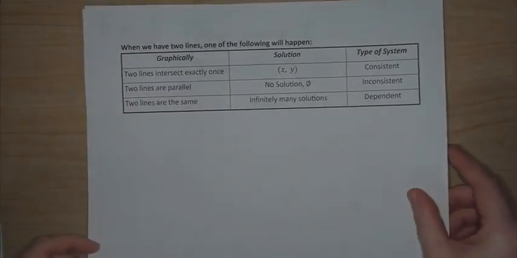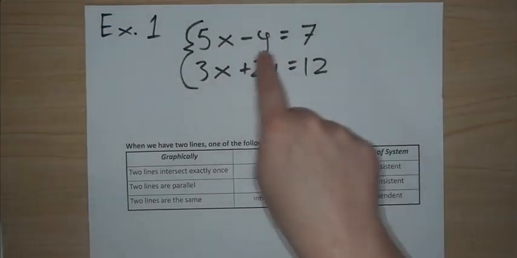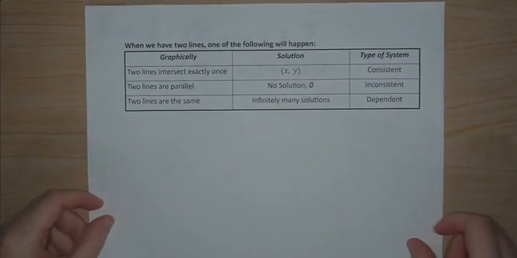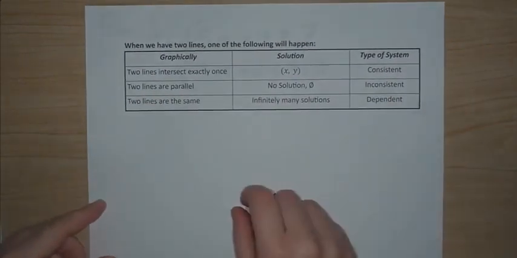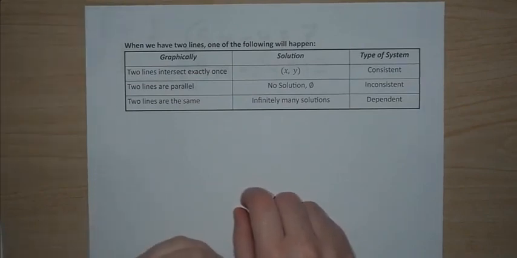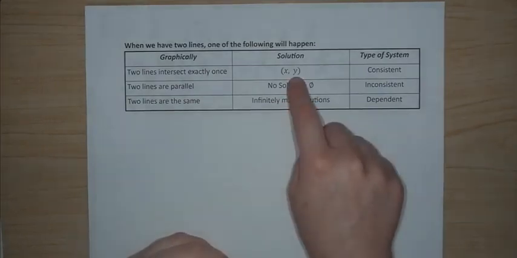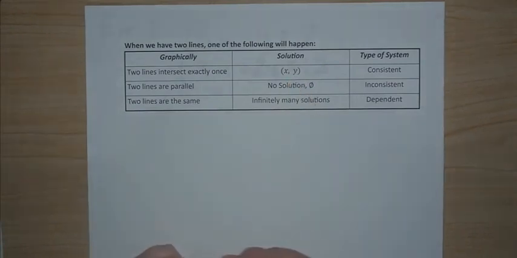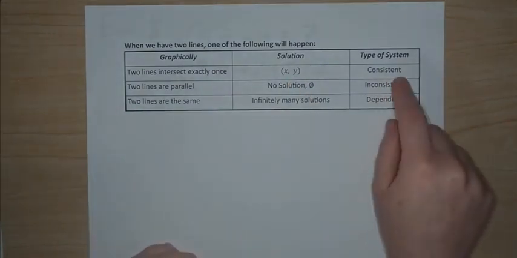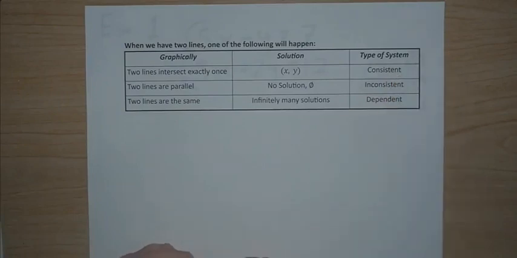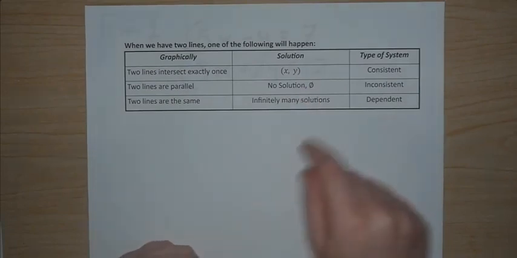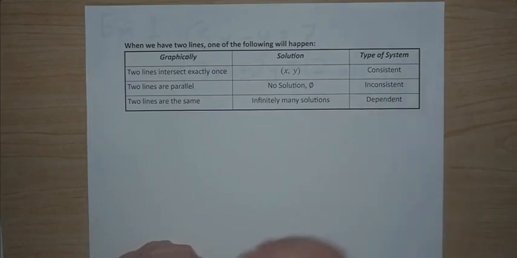Now when we have two lines, which are what these functions are, and we have a system of lines, there's different solutions we can possibly have. If the two lines intersect once, which they can only intersect once, then they'll have a solution of an ordered pair of where they intersect, of x and y, and the type of system it will be considered will be consistent. If the two lines are parallel, then there's no solution because they'll never intersect, and the type of system that would be considered is inconsistent.